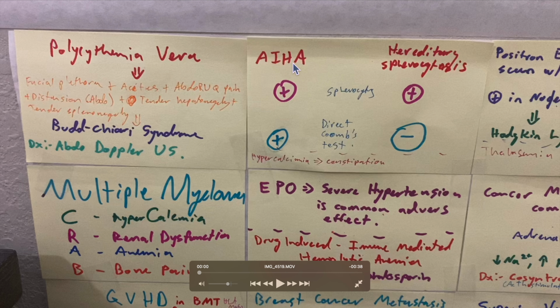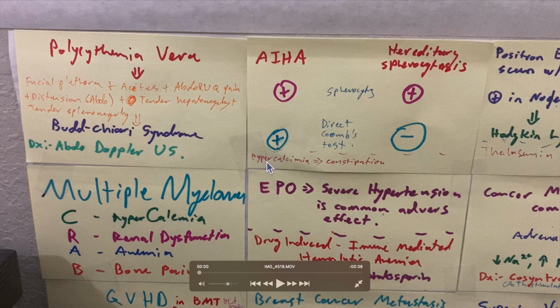Autoimmune hemolytic anemia and hereditary spherocytosis. So there's a comparison between the two. They both have spherocytes. However, the direct Coombs test is going to be positive only in autoimmune hemolytic anemia. It's going to be negative in hereditary spherocytosis.